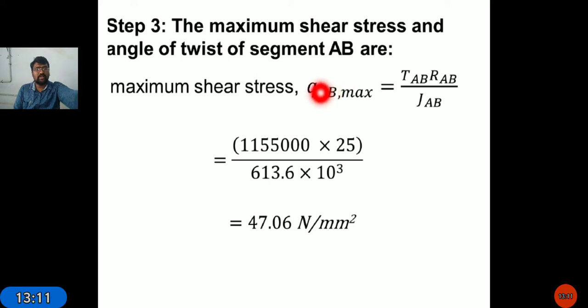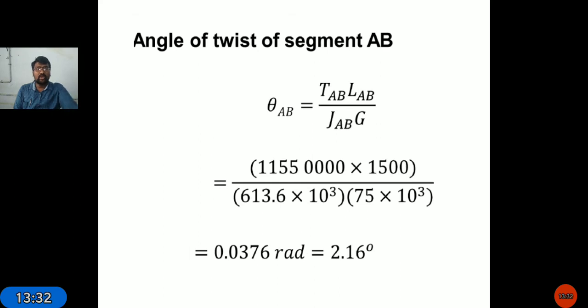we are going to calculate the maximum shear stress developed in the shaft AB, that is TAB into RAB by JAB. We know the radius of the shaft and J, and we just calculated the T. By substituting all these values, we will get the value of shear stress, that is 47.06 Newton per millimeter square. Next, angle of twist of segment AB.